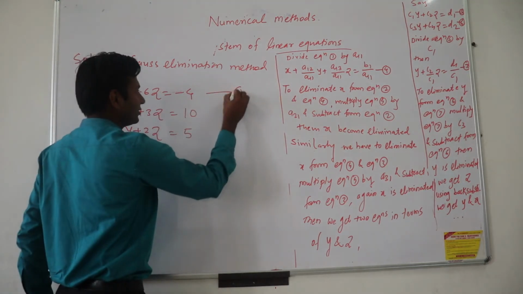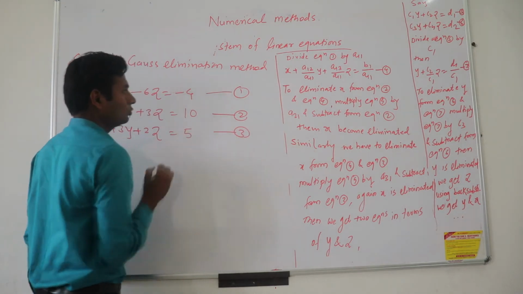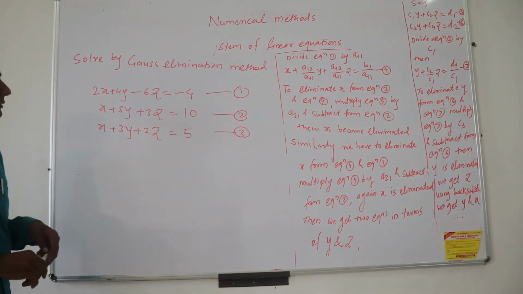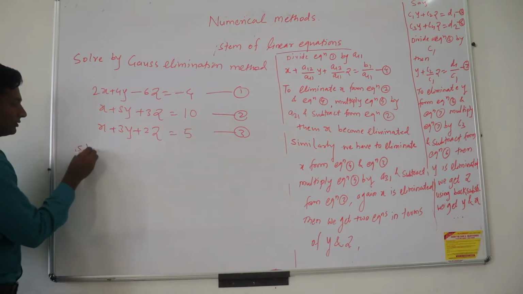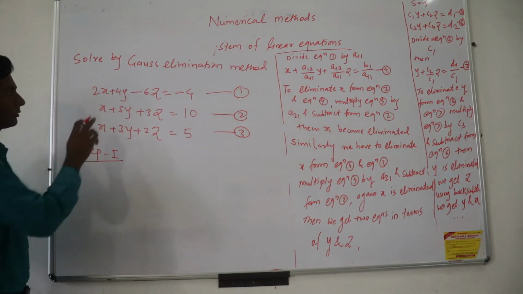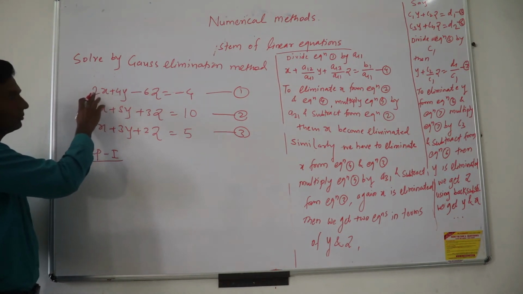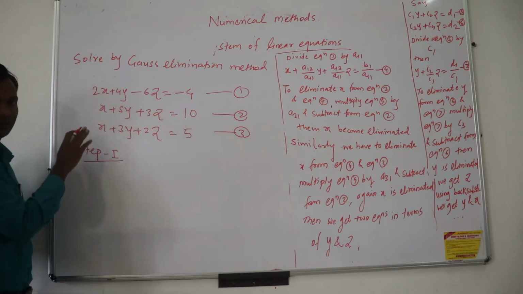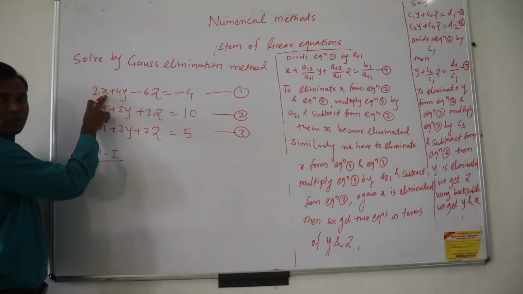First, we label these as equations number 1, 2, 3. Now, our step 1: we have to eliminate x from equations 1, 2 and 1, 3. So the first step is, every time, divide by the coefficient of x.